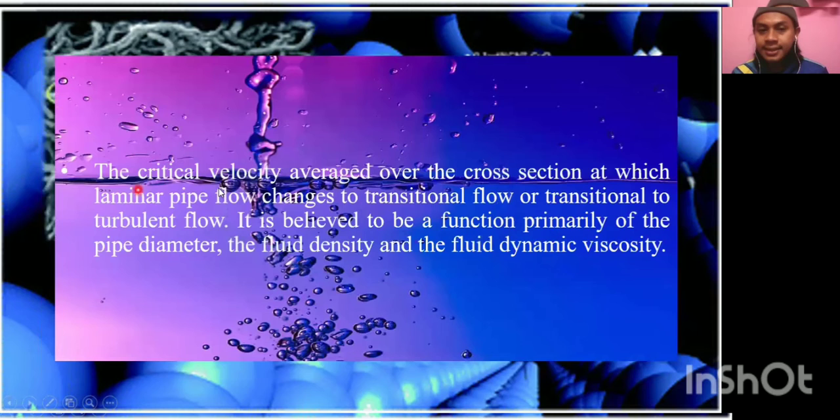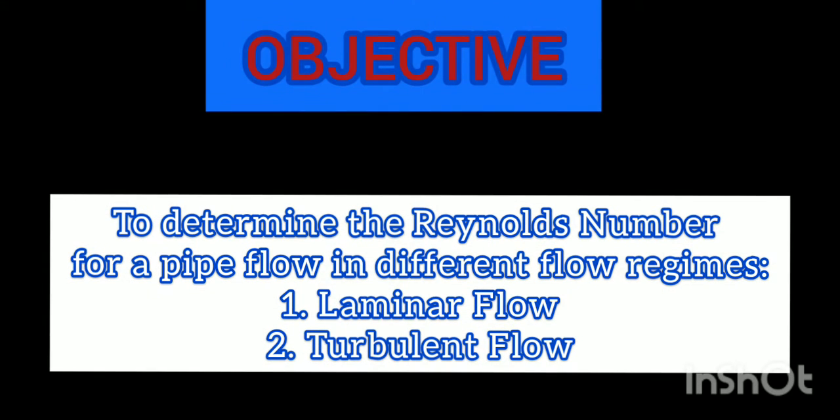So, the critical velocity, averaged over the cross-section, at which laminar pipe flow changes to transitional flow or transitional to turbulent flow, is believed to be a function primarily of the pipe diameter, the fluid density, and the fluid dynamic viscosity. The objective of this experiment is to determine the Reynolds number for a pipe flow in different flow regimes, which is laminar and turbulent flow.